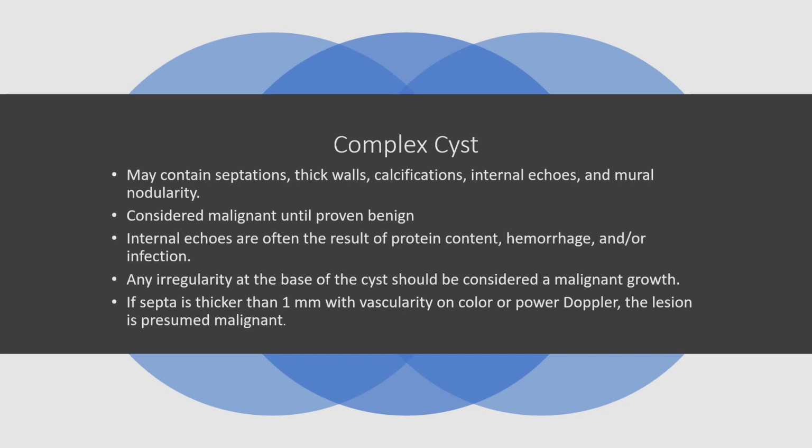With complex cysts, we're going to consider them malignant until they're proven benign. Essentially, any mass in the kidney is cancer until proven otherwise, unless it's a simple cyst. Internal echoes are usually going to be the result of protein content, hemorrhage, or infection. If there's any irregularity at the base of the cyst, you should consider it a malignant growth. If the septations are thicker than 1 millimeter, or if they have vascularity when you put the color Doppler on them, then the lesion is presumed to be malignant.